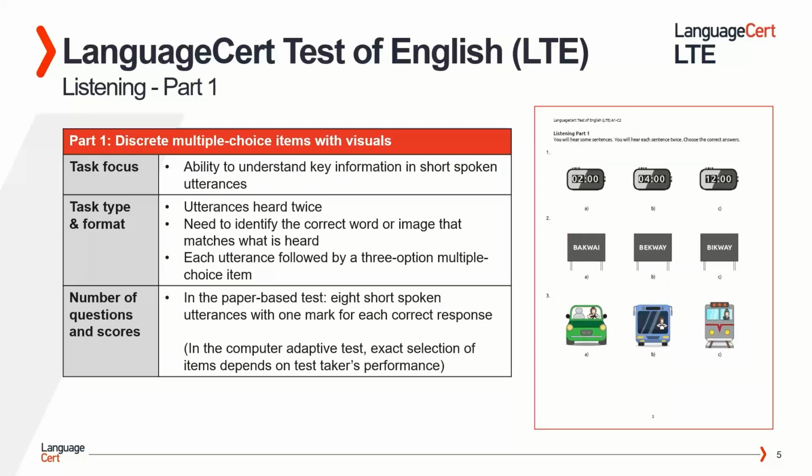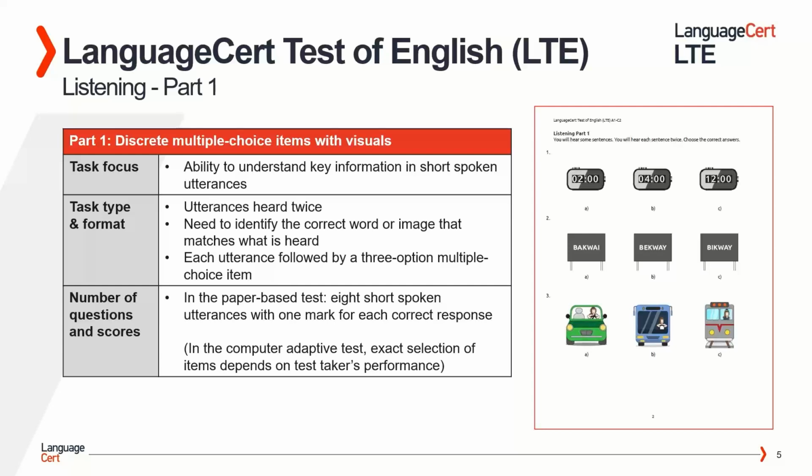Here are a few samples of listening tasks. They have all been taken from the official practice papers you will find on our website, all of them readily downloadable. This first example is taken from part 1 of the listening examination, which assesses ability to understand key information in short spoken utterances. In terms of task type and format, test takers hear the utterances twice, need to identify the correct word or image that matches what is heard.